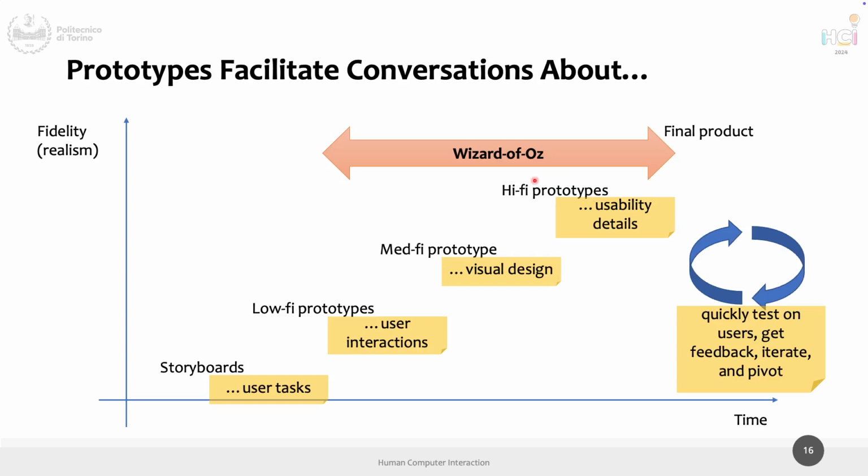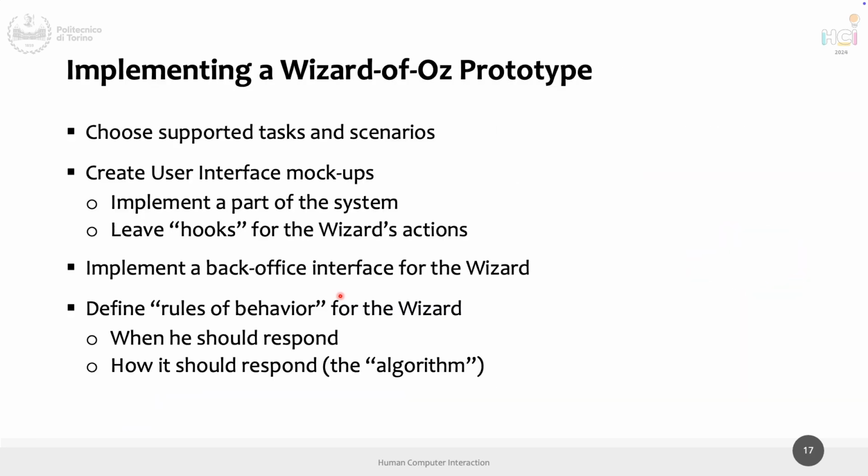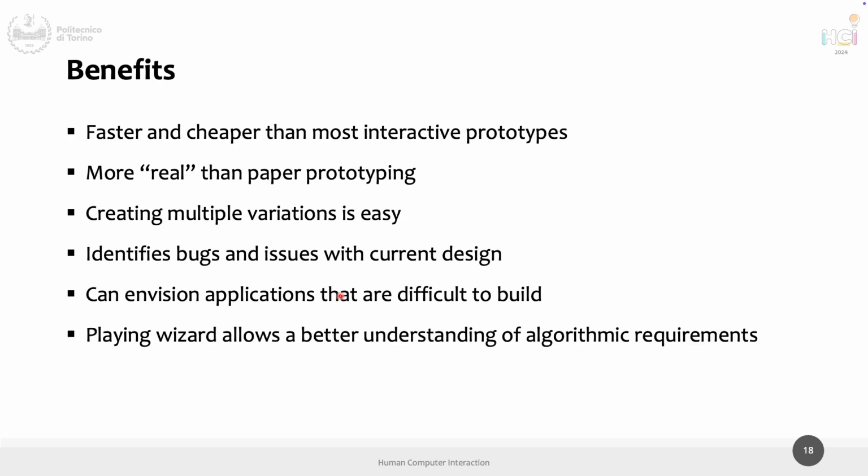So Wizard of Oz typically goes, as I said, with a high fidelity prototype, sometimes also a medium fidelity prototype, rarely lower than that, because otherwise you don't have enough fidelity and realism. And how to implement that? Well, you have to create a part of the system that works, leave some hooks for an interface for the wizard, and then the wizard has a back office, has its own interface to give input, to provide answers to the other interface in the right moment, in the right place, in the right format, etc. And the wizard, of course, should have rules of behavior for when to respond and how to respond and how fast to respond according to the kind of technology involved. So it is sort of an algorithm, but given to a person to follow with their own expertise, of course. The benefit of this, of course, is that it is faster and cheaper than doing the actual complicated work.